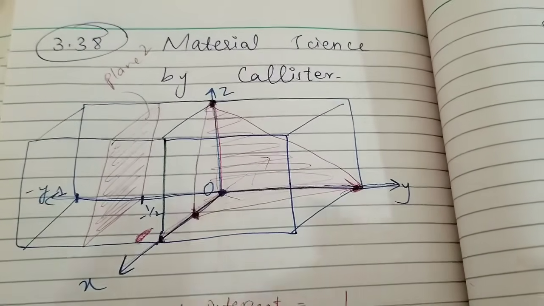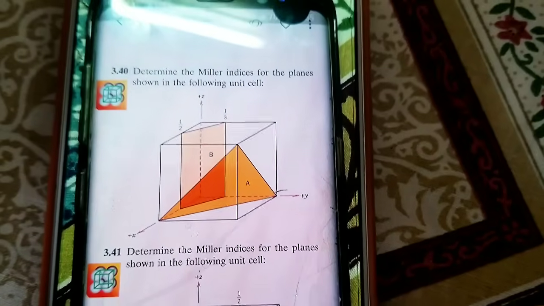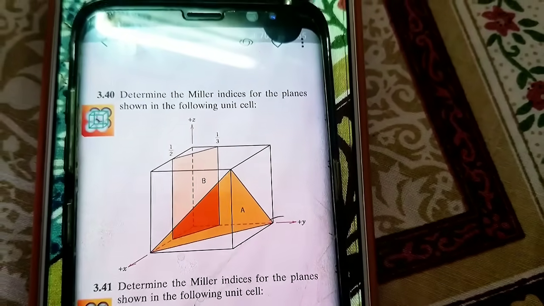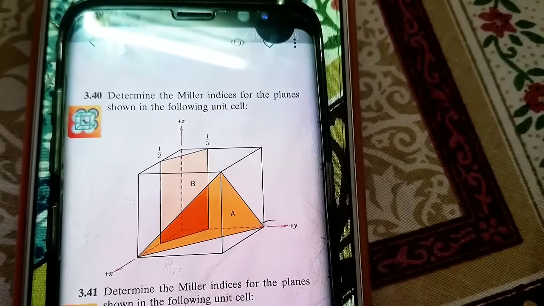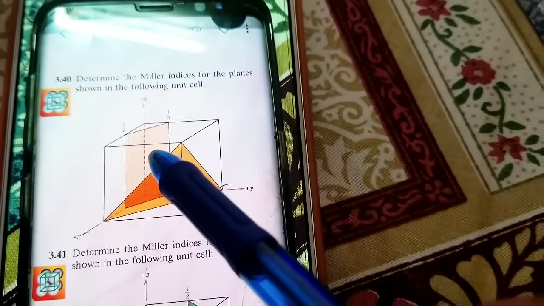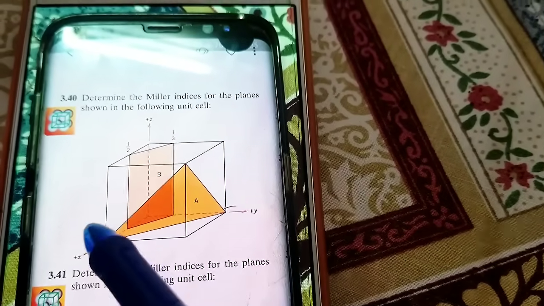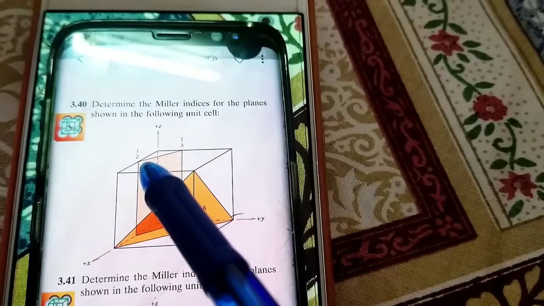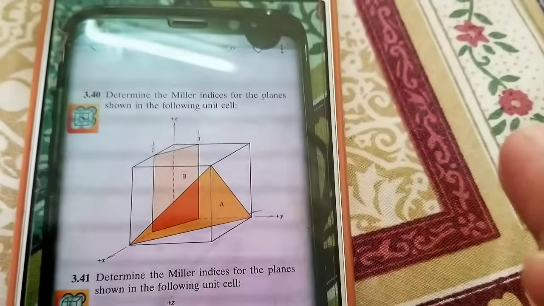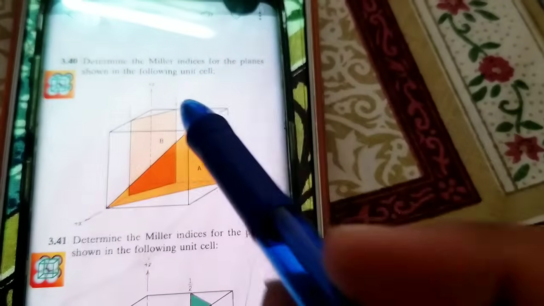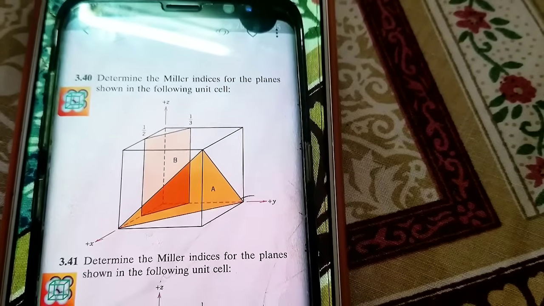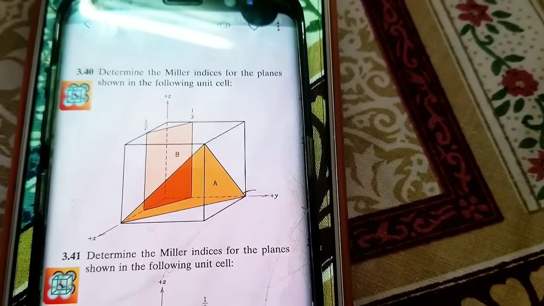Now let us see some of the other examples. So here is another problem. We can see there are two planes whose Miller indices need to be determined, plane A and plane B. Plane A is in a dark orange shade, while plane B is in a mild orange shade, so we can clearly differentiate between the two planes. First of all, if we consider plane B, its Miller indices can be found using the method that I showed for the first example also.